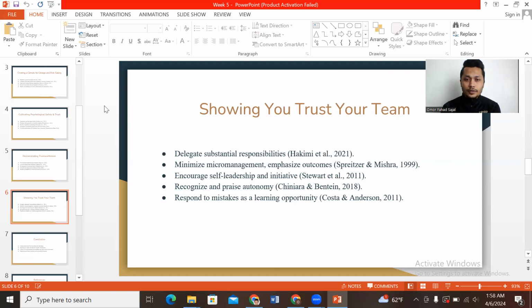Then encourage self-leadership and initiative. Encourage team members to take ownership and seek guidance proactively when they need it. Then recognize and praise autonomy, like celebrate when they make independent decisions and show initiative. Respond to a mistake as a leader as a learning opportunity, which is also important. Treat mistakes as stepping stones for learning, not opportunities to blame others. So this will make the environment safer, and that's how I think your team members can trust each other.